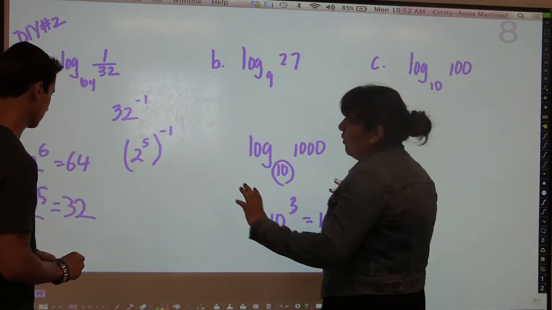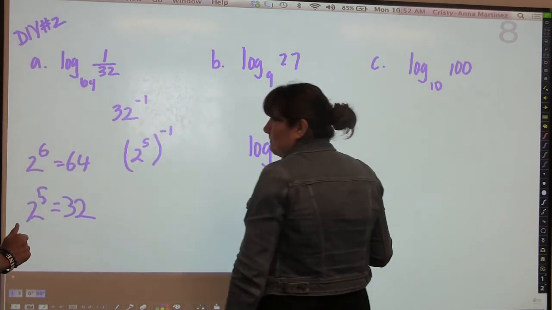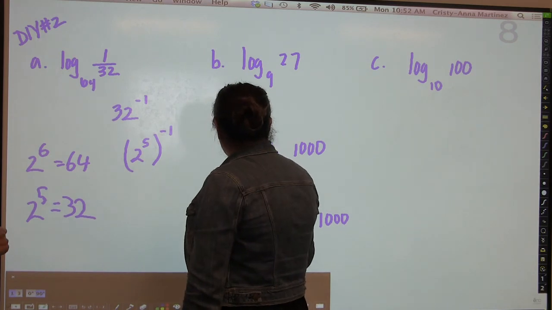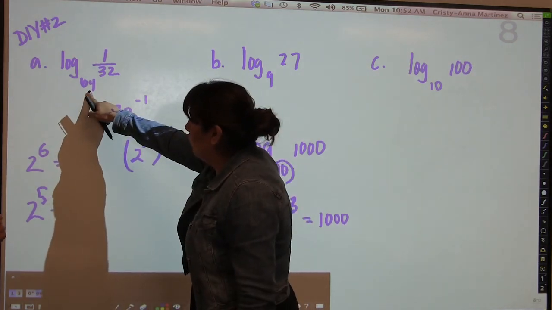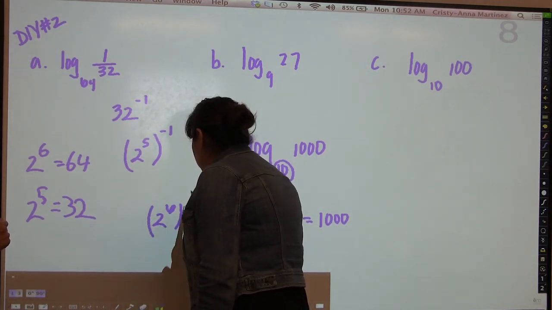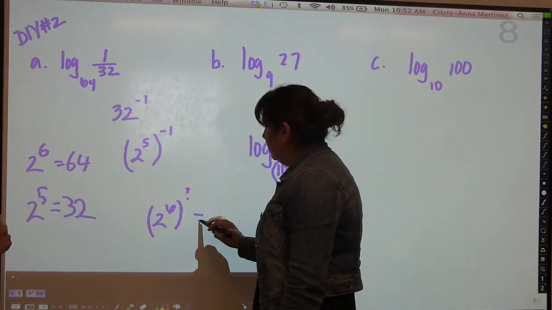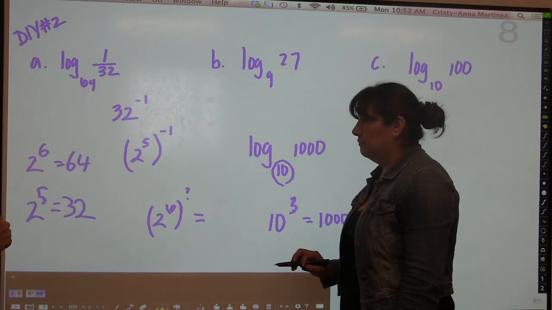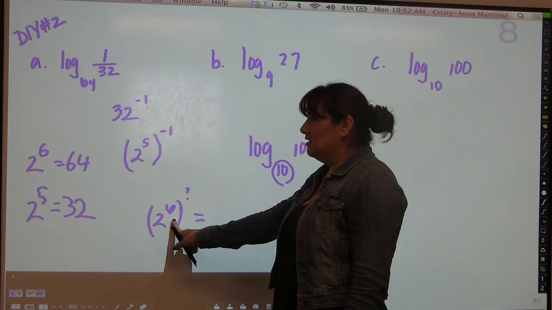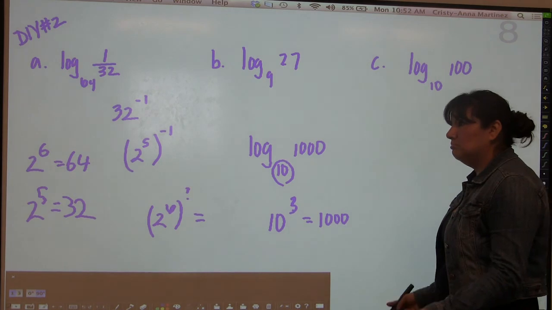So what I'm saying is, when you rewrite this, your answer has to start with the base. The base is 10. So this base is 64. What's 64? 2 to the 6th power. So you have to have 2 to the 6th power to some exponent, okay, is going to equal 1 over 32. You see what I'm saying? Okay, so now how can I get the 2 to the 6th to be 2 to the 5th instead? You make it a fraction, right?